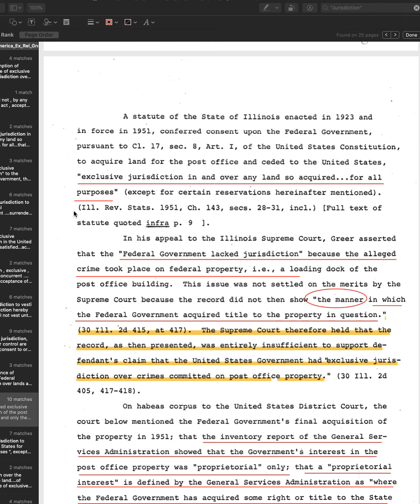Okay, so for all purposes, their jurisdiction, they have the right to make the rules without state interference, not for all purposes, only for defense. In this appeal to the Illinois Supreme Court, Greer asserted that the federal government lacked jurisdiction because the alleged crime took place on federal property.